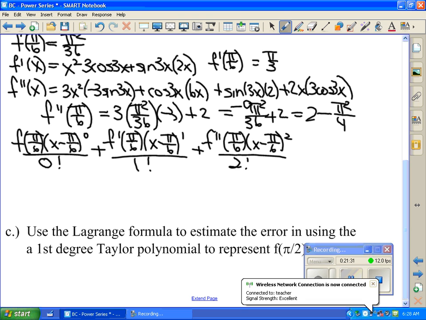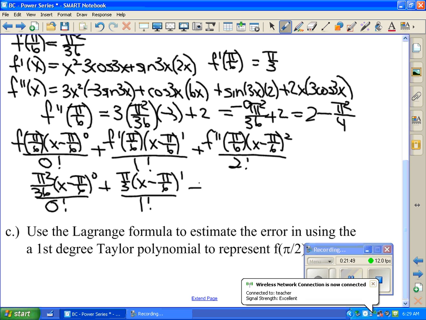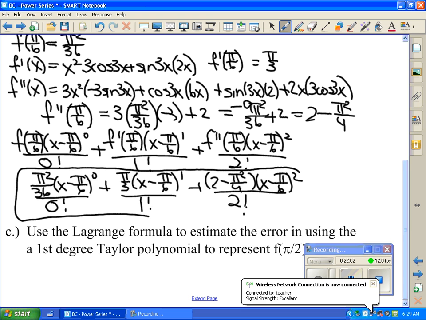And I did ask for a second degree Taylor polynomial, thankfully, so I don't have to look at any other terms. So substituting in my values, the first one's going to be pi squared over 36, x minus pi over 6 to the 0 over 0 factorial, plus my prime was pi over 3, x minus pi over 6 to the first over 1 factorial. And then the next one was 2 minus pi squared over 4, x minus pi over 6 squared over 2 factorial. And there's my second degree Taylor polynomial of the function centered at pi over 6.